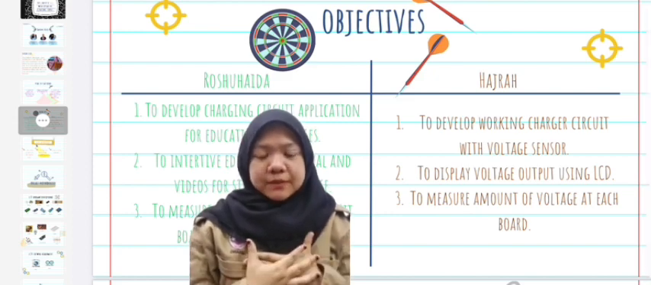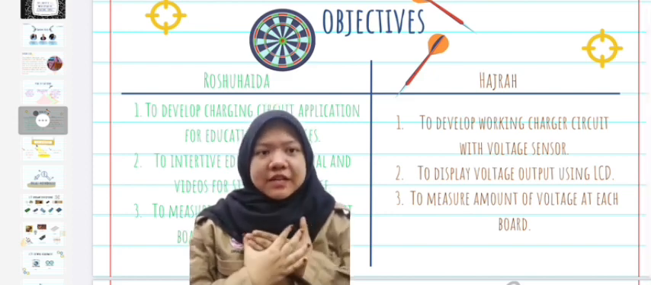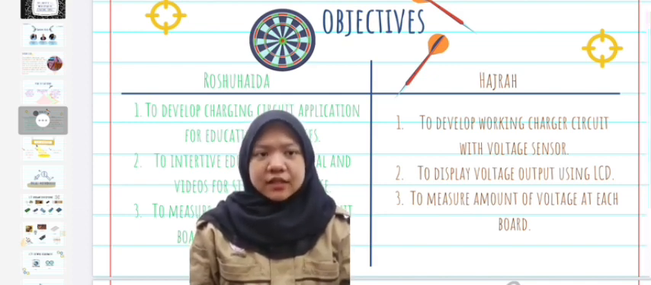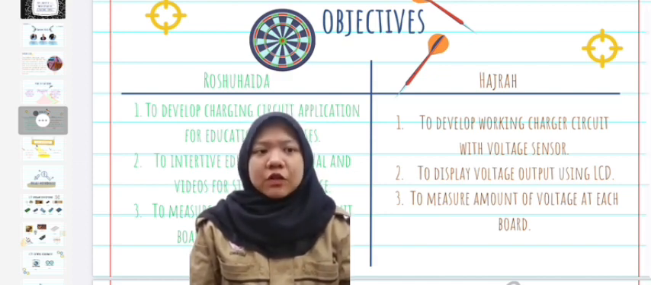My part is about the voltage sensor. My objective is to develop a working charging circuit with a voltage sensor. Second, to display voltage output using LCD. And finally, to measure the amount of voltage at each board.